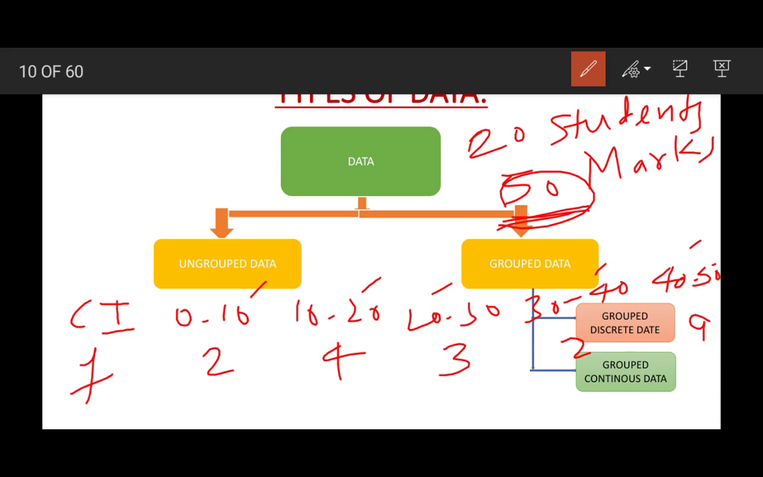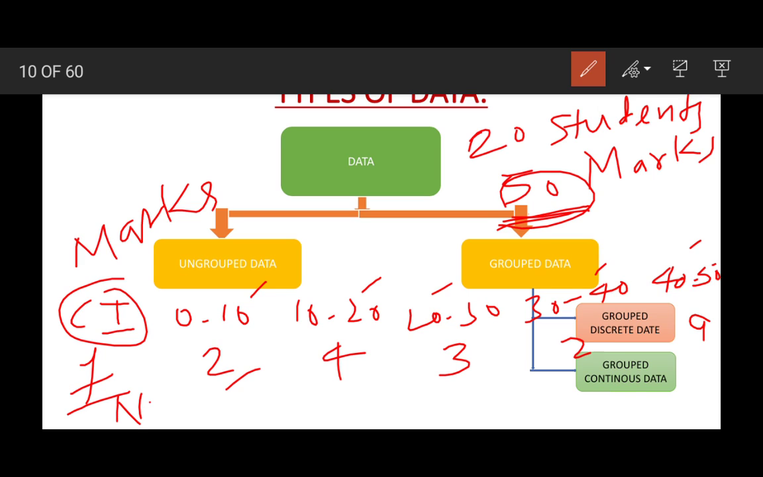Now, frequency means the number of students. This class interval means marks, right? This again represents the marks, and F represents the number of students.